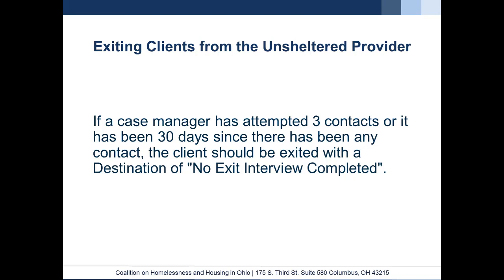Like if somebody's in your shelter, you can tell that they're there every day, but if they're unsheltered, you just kind of have to guess whether they're still unsheltered or not. So basically, if a case manager has attempted 3 contacts or it has been 30 days since there's been any contact, the client should be exited with a destination of no exit interview completed. That should keep our unsheltered provider fairly clear of people we just haven't followed up with, or that we just don't know what happened.